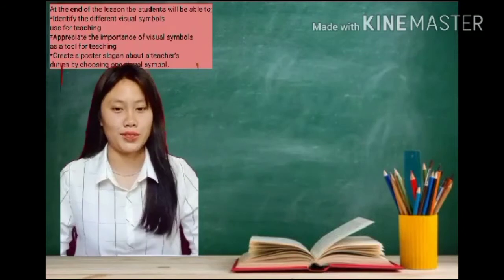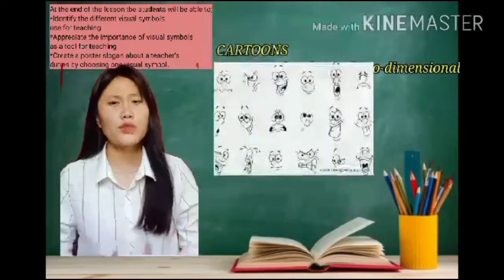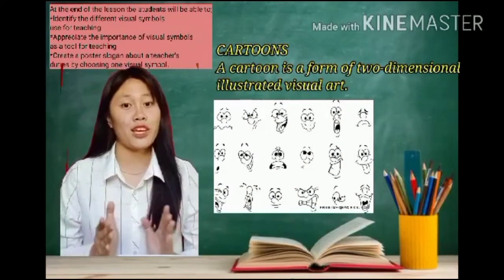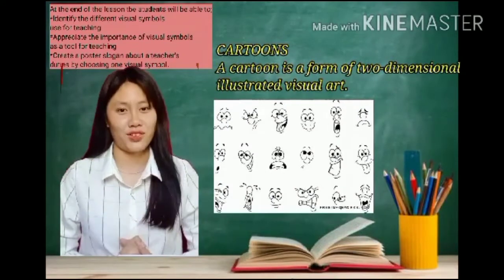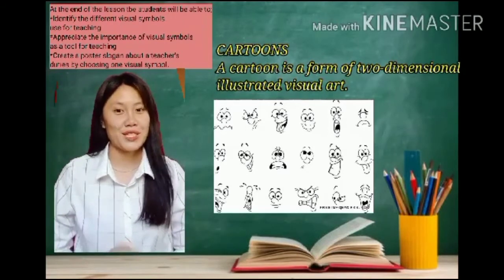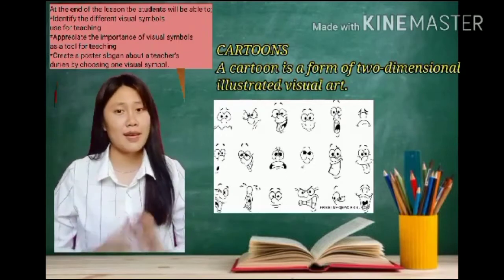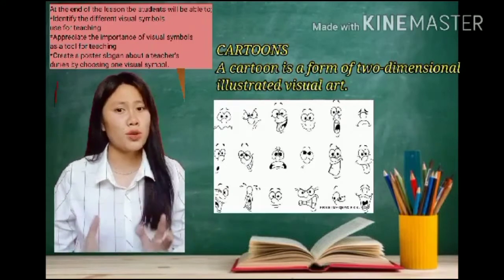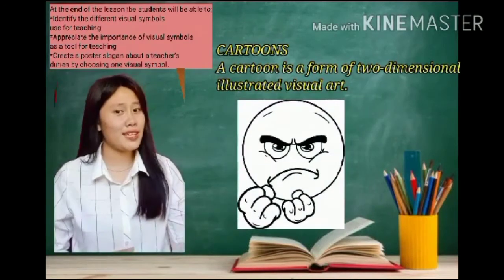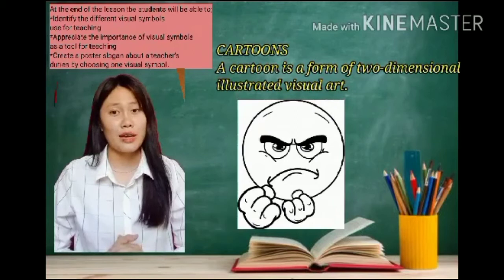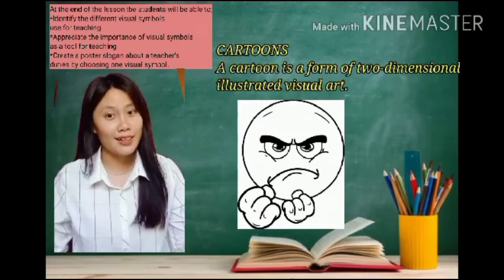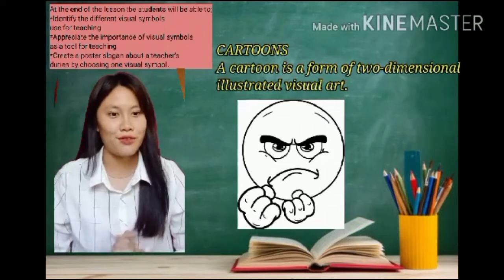Next is the cartoons. This is another useful visual symbol that can bring novelty to teaching. A perfect cartoon needs no caption. Why? Because with a perfect cartoon itself, a student can easily understand the message or the content just by looking through it without any caption. For example, as you can see in this picture, there is no caption, but we can determine that this man is mad just because of his grumpy face.